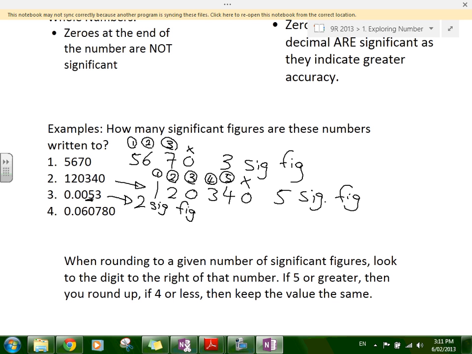6,008? Those are significant because they're between non-zero values. So that would be 4 significant. Right? You could have 6 zeros in between 2 non-zero values, and all of those are counted as significant. 0.060780. These zeros are not significant. So this is 1, 2, 3, 4, and zeros at the end of decimals are counted as significant. Alright? 5. So this one is 5 significant figures.